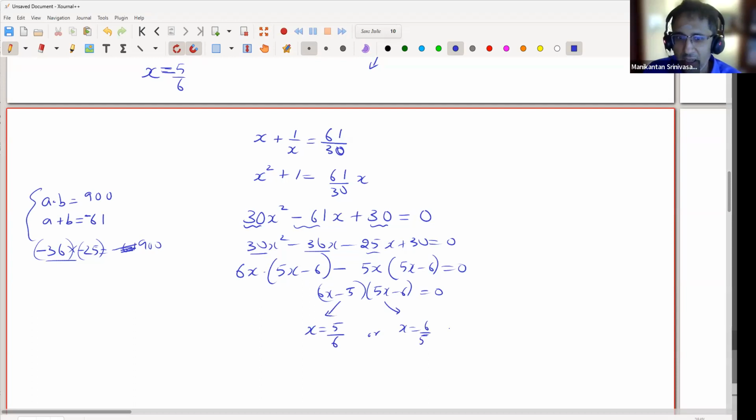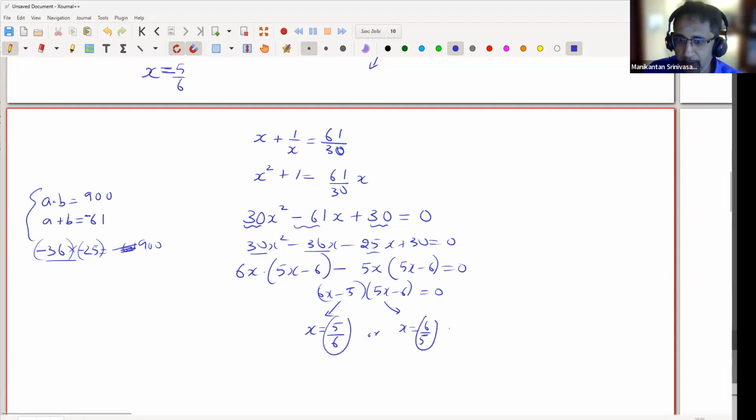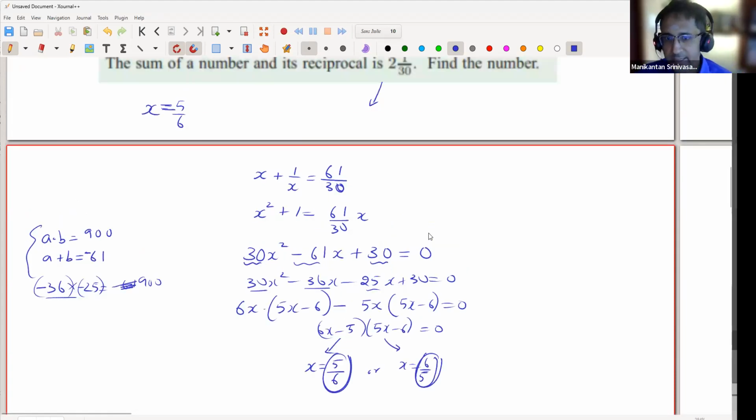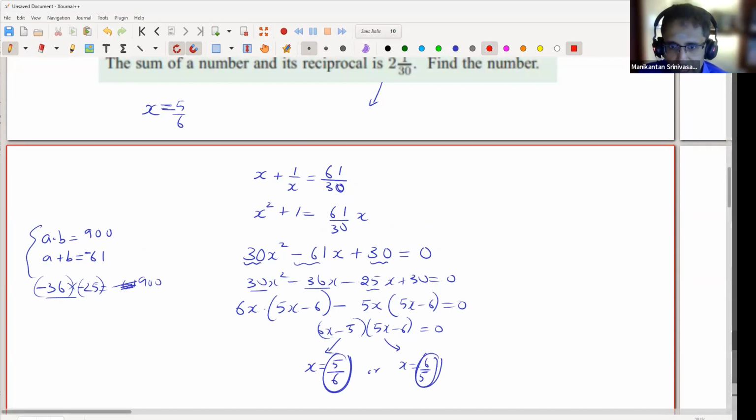And sure enough, if a number and its reciprocal add up, then the reciprocal and its own reciprocal is back to the number. So x can either be 5 by 6 and the reciprocal 6 by 5, or vice versa. So there are two answers for x, 5 by 6 and 6 by 5. Okay, cool. And let's quickly solve using the quadratic formula also.